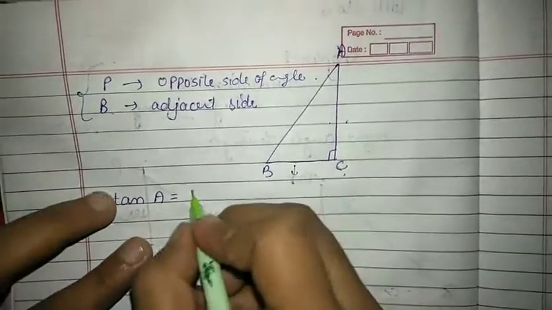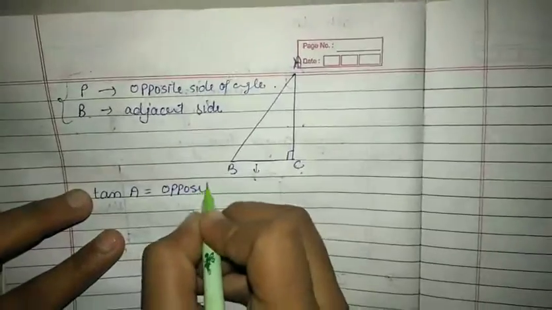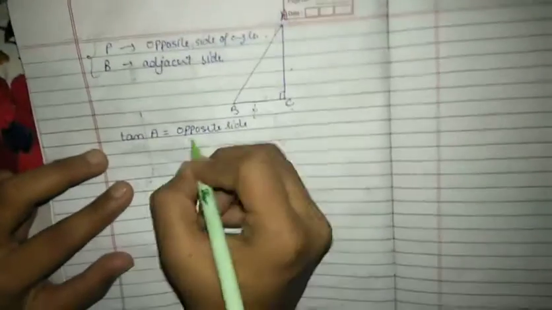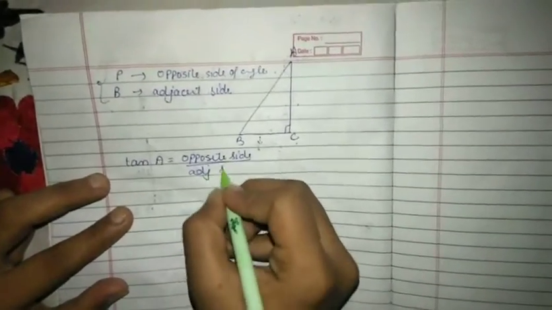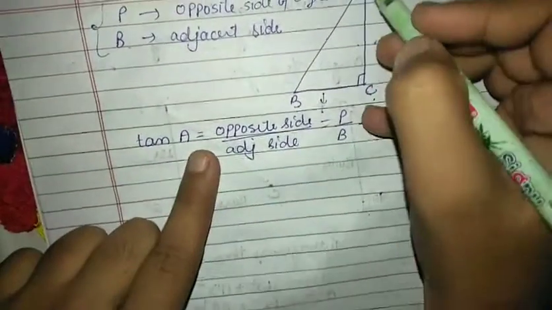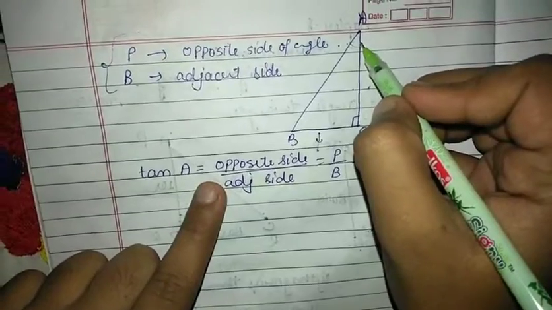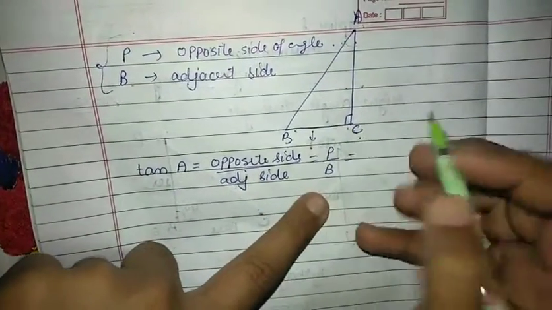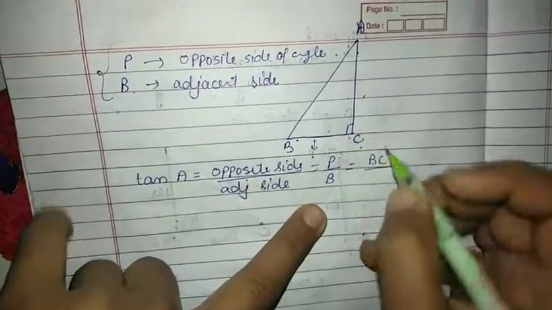Now the third trigonometric ratio is tan A. The formula of tan A is opposite side by adjacent side. This means perpendicular by base, and corresponding to angle A, perpendicular is BC. This becomes BC by AC.